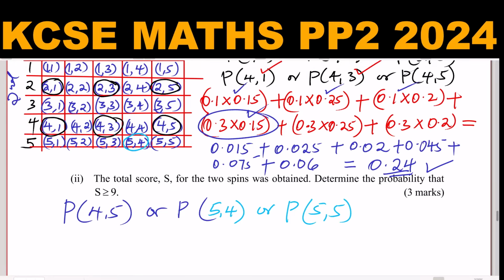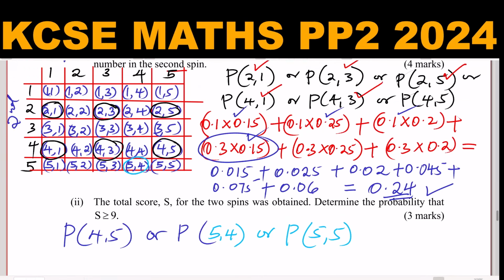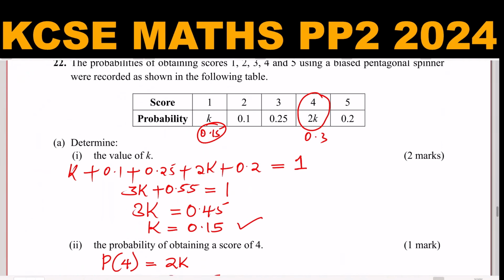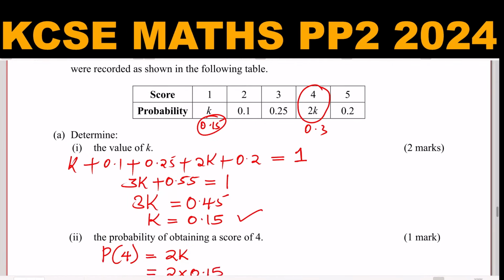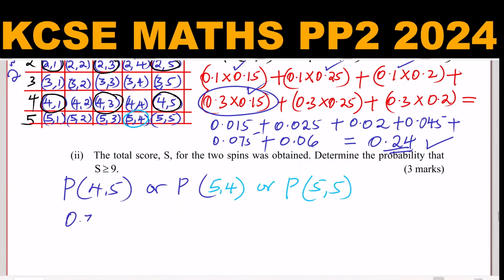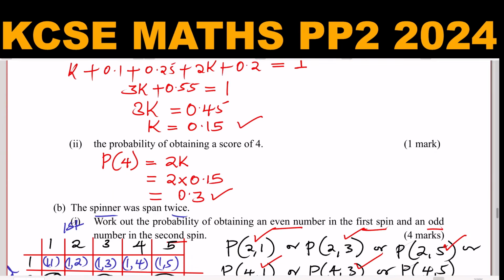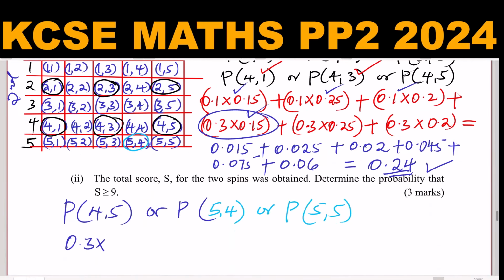After doing that, we can get the probabilities, and it is very easy. Just identify the probability of getting a 4. A 4 is 0.3 from the table. So 0.3 times the probability of getting a 5. A 5 is 0.2. So we're done with that.